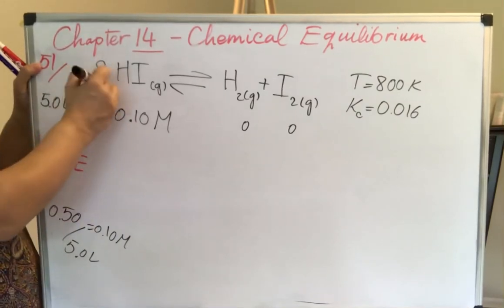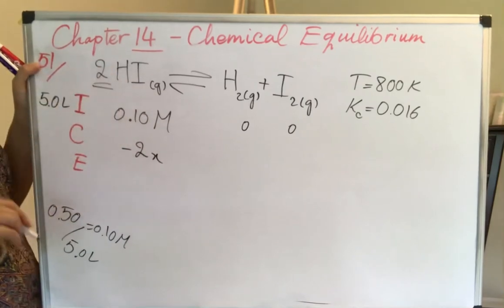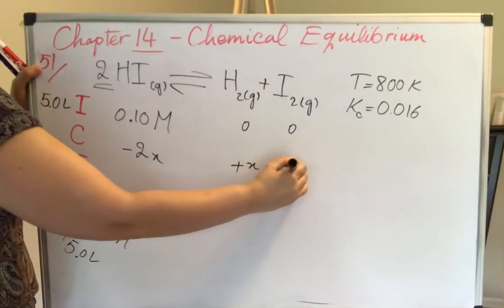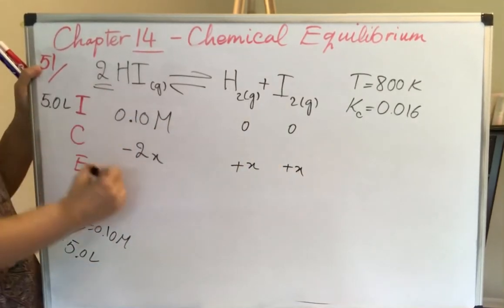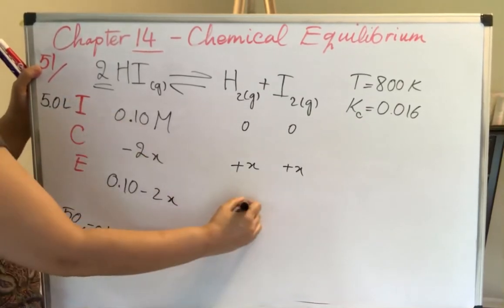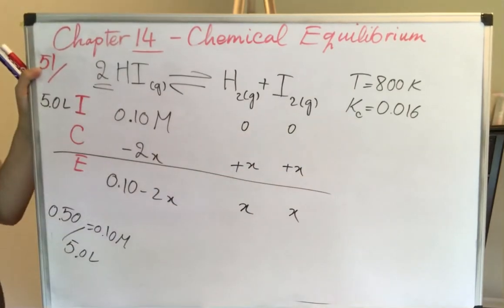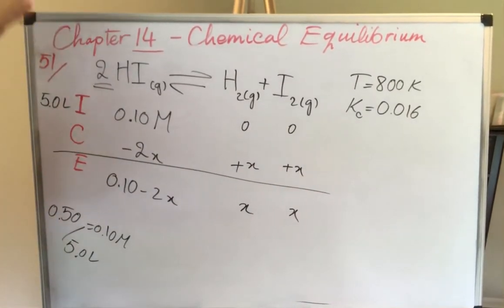Then, the coefficient is 2, so minus 2x will be deducted. And the coefficients are 1 and 1, so x and x will be added to hydrogen and iodine. At the end, you will have 0.10 minus 2x, x, and x. Alright? Now, you have nothing else but your Kc.